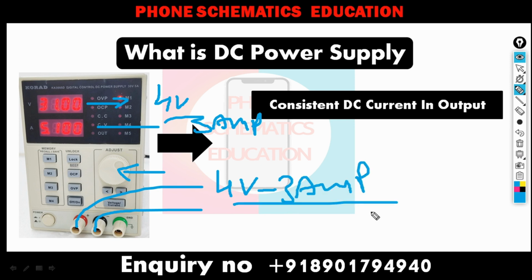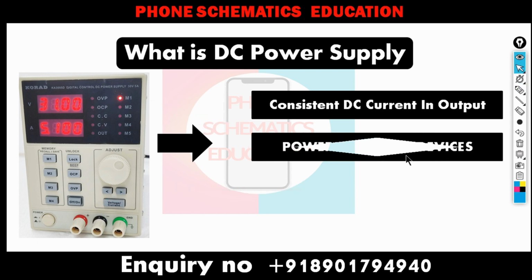So whatever you set, it generates that exact voltage. Now second, powering up the devices. The DC power supply is commonly used for booting up, or you can say powering up, electronic circuits like your laptops, your mobile phones and other circuits. Just connect the DC power supply to the device with positive and negative, and if your device is okay, it boots up. I mean to say, powering up the device.